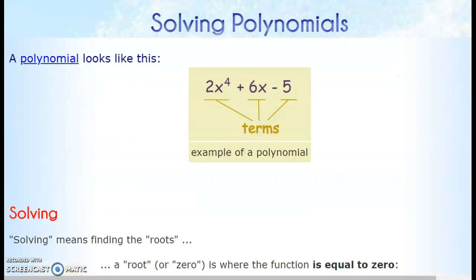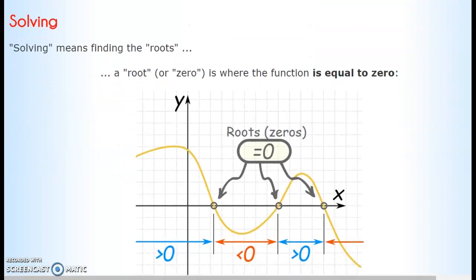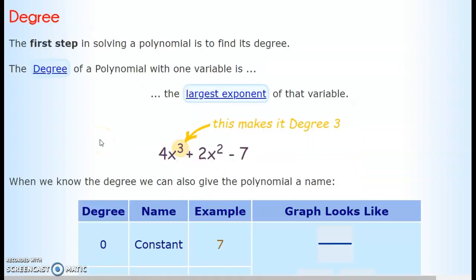The last concept we're going to talk about in these notes is solving polynomials. Remember that solving polynomials, or finding solutions to polynomials, are also known as roots or zeros, and graphically it's where the graph crosses or touches the x-axis, known as the x-intercepts. The method that we use for solving polynomials is going to depend on the polynomial itself and specifically its degree.